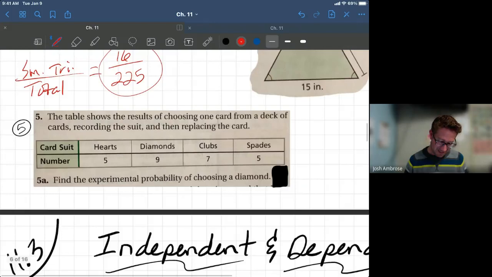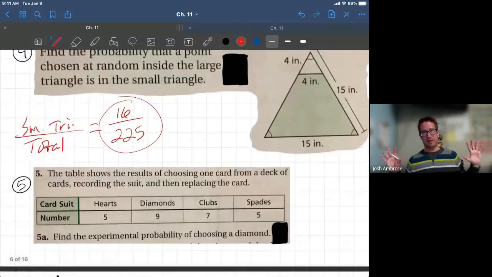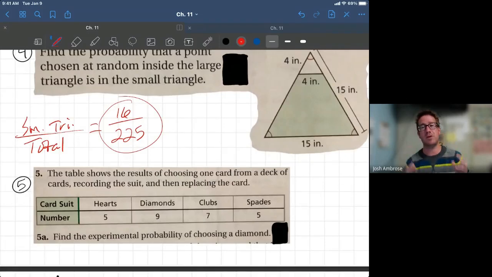Okay, last one. All right, I know, long video. These are longer just because I want to make sure you get all the directions possible. Let's finish it out here.